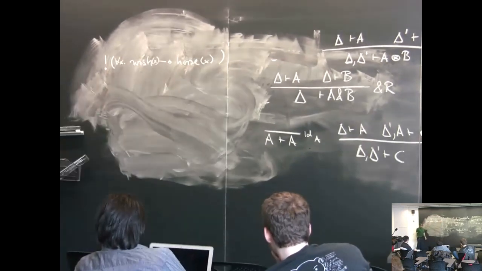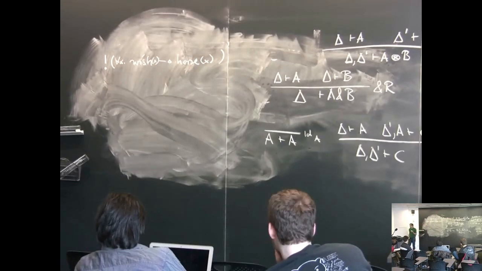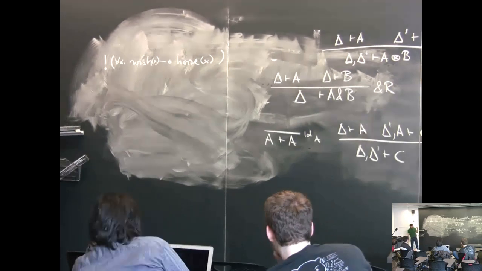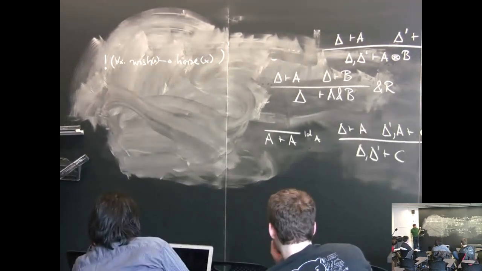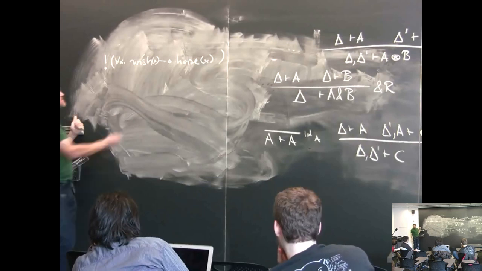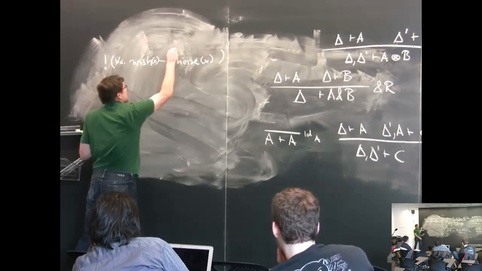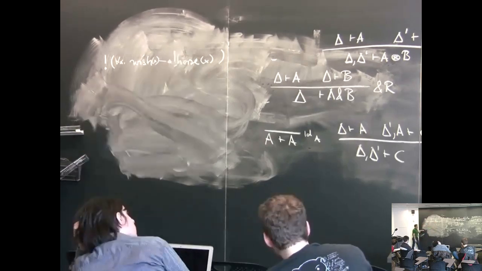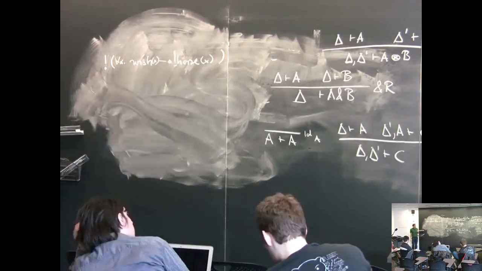Now we said the property of being a horse is an intrinsic property of x, so that should be persistent. How do I express that? I need to put a bang somewhere. Where? Yep. Remember, I underlined that before, and now that underline just becomes a logical connective.